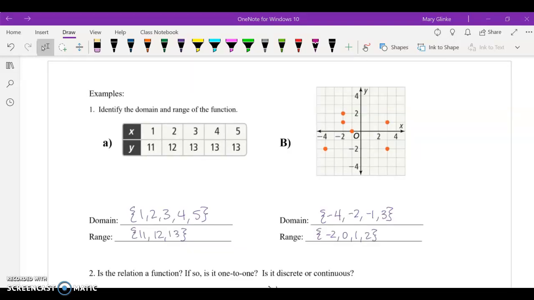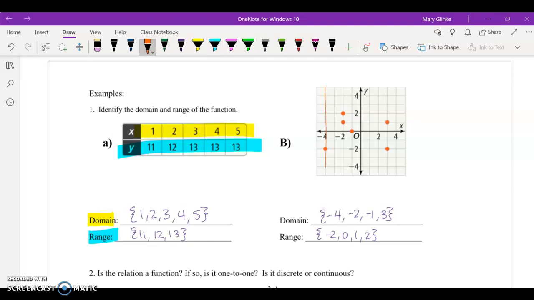Let's go ahead and take a look at number 1. Your domain for number 1 is the set of all x values in set notation from least to greatest. So {1, 2, 3, 4, 5}. Your range is your set of all your y values from least to greatest with no repeats, so {11, 12, 13}.